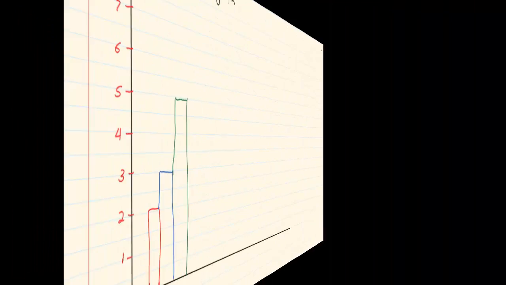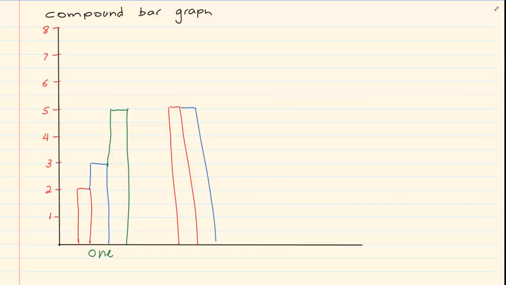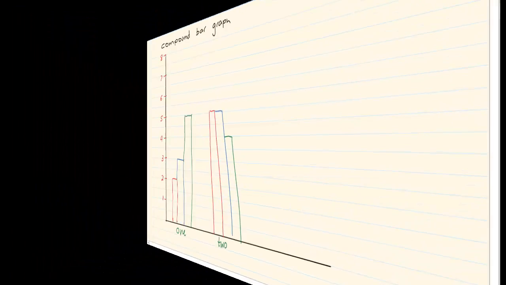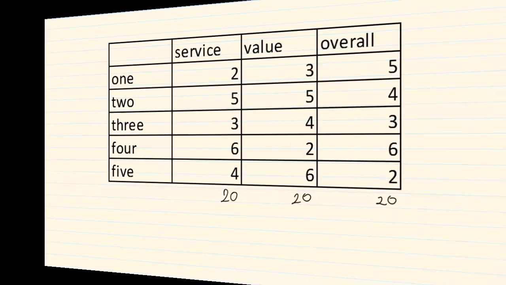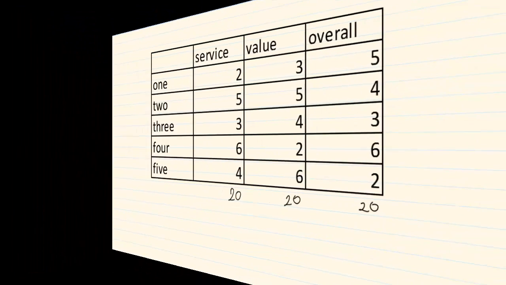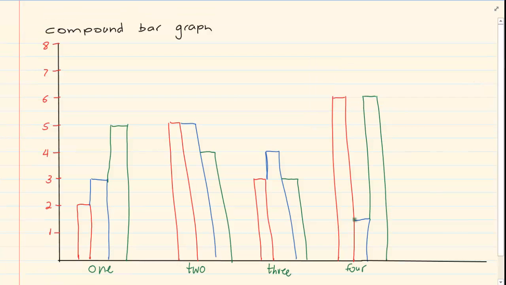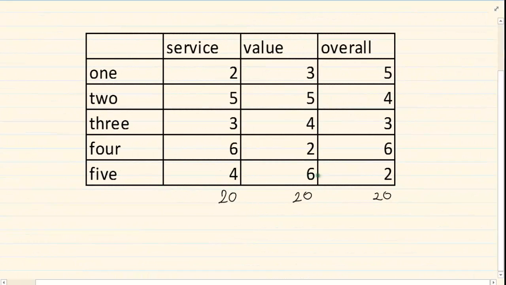Now, for two, we've got five, five, and four. Now look, I'm leaving a space, and then I'm going five, five, and four. Now that was two. Then you do the same with three. So we've got three, four, three. So this was group three. These are the people that rated it three. And then for four, we've got six, two, six. So for four, that was group four. And then group five was four, six, two.